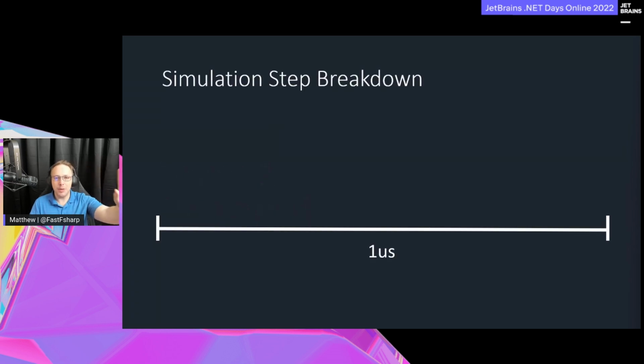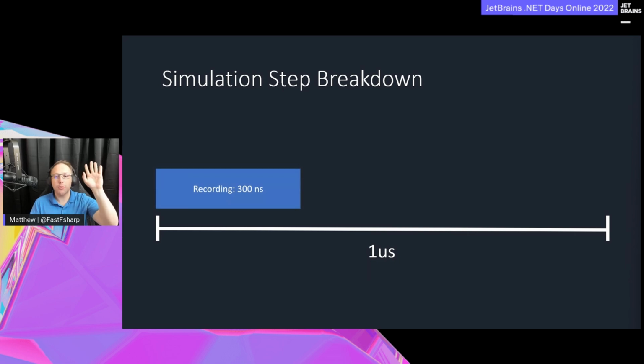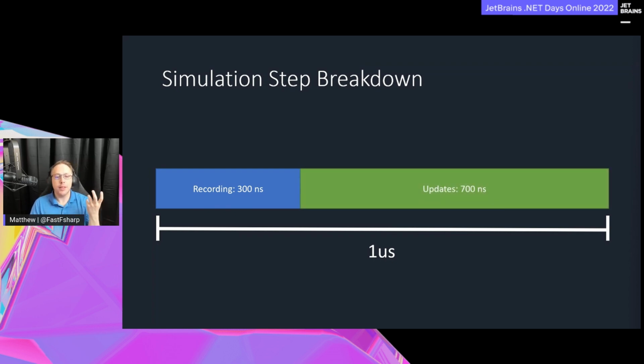Now let's talk about what needs to happen in this microsecond. First of all, we have the recording of the state of the system. For us, we know that this takes about 300 nanoseconds. We've benchmarked it, we know how long it takes, and it has been pretty well optimized at this point. So 300 nanoseconds leaves us with 700 nanoseconds to evaluate the updates to the system and apply them. 700 nanoseconds. Okay, let's see what we've got to do.